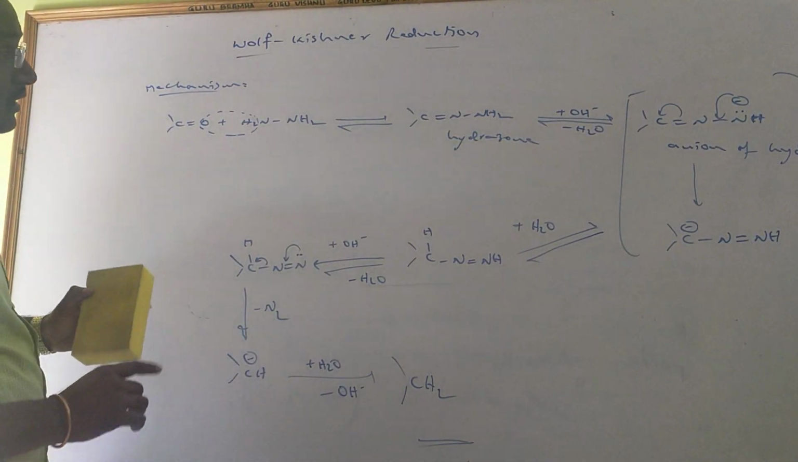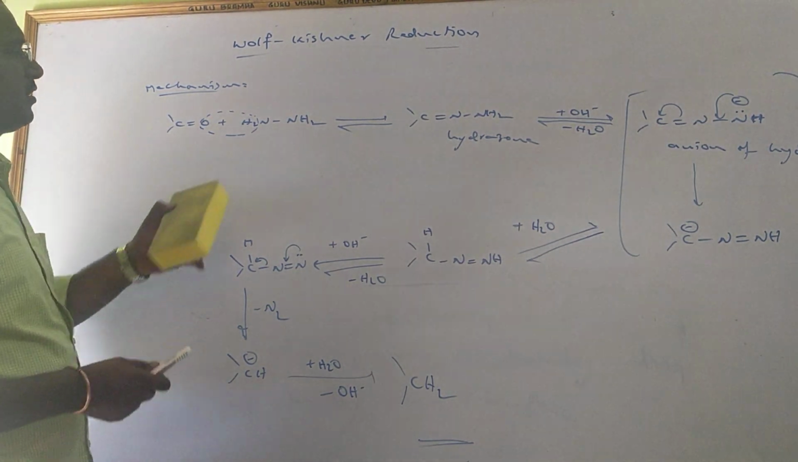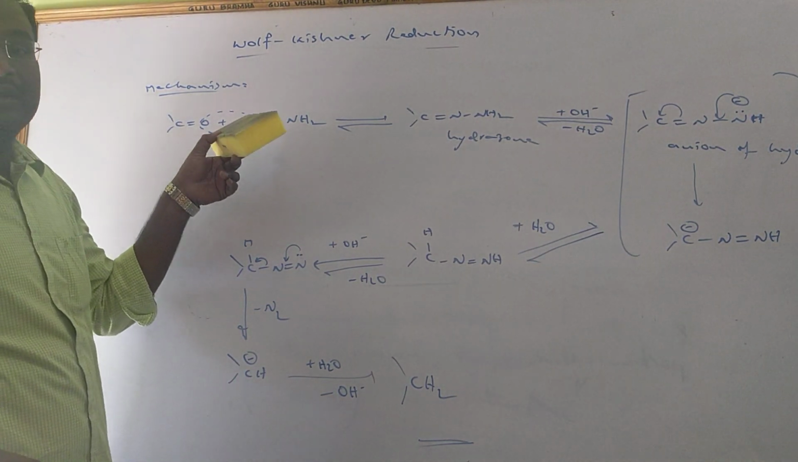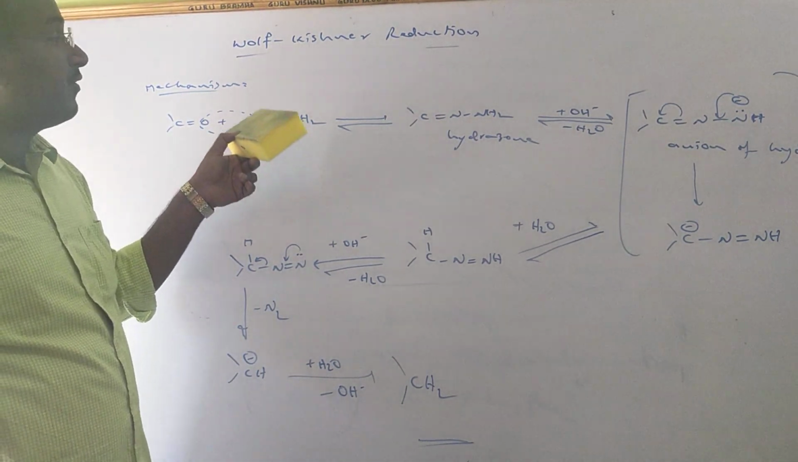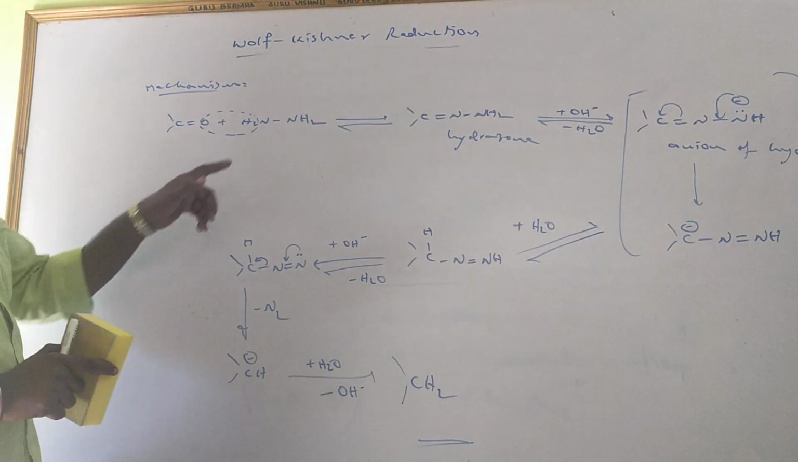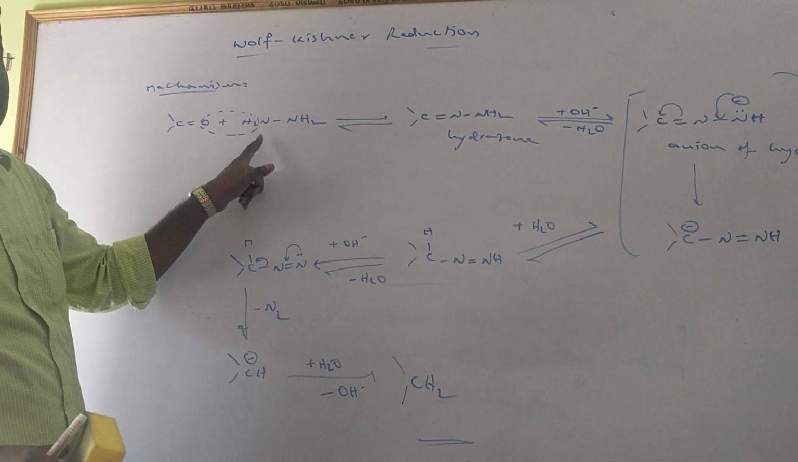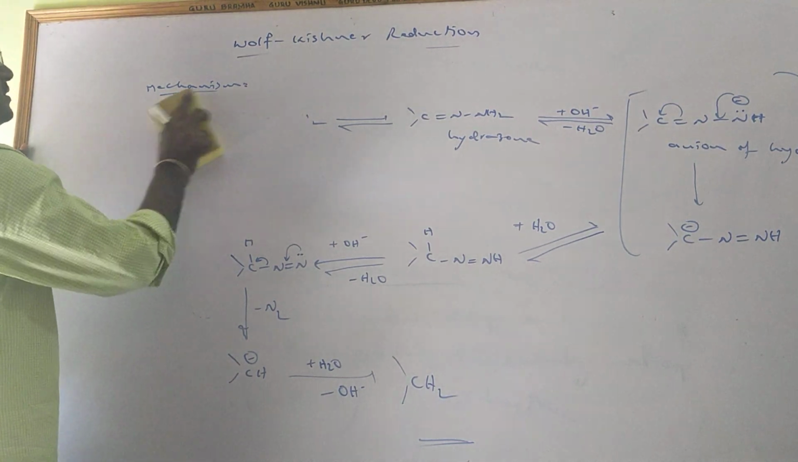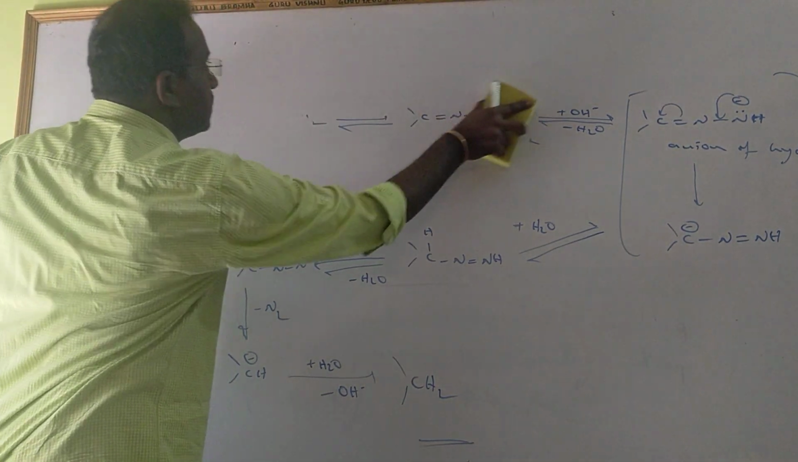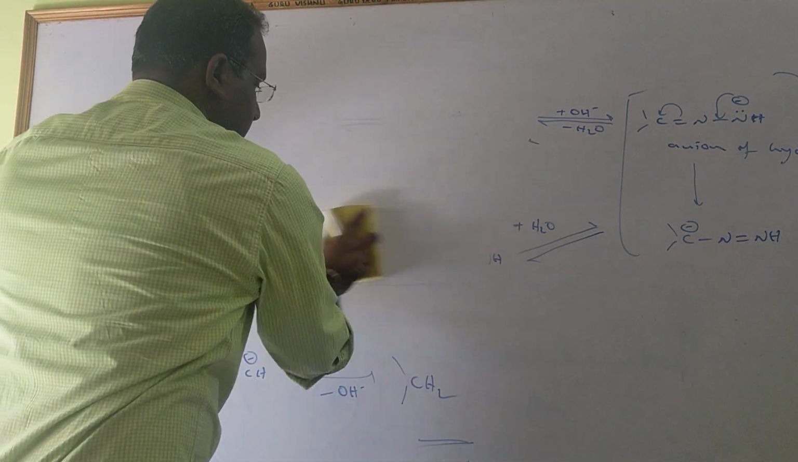Wolff-Kishner reduction. One important thing: not only hydrazine can we use here, we can use semicarbazide, hydroxylamine, phenylhydrazine, anything we can use. So the same mechanism takes place. Whatever the steps, same mechanism. Like this, Wolff-Kishner reduction takes place.